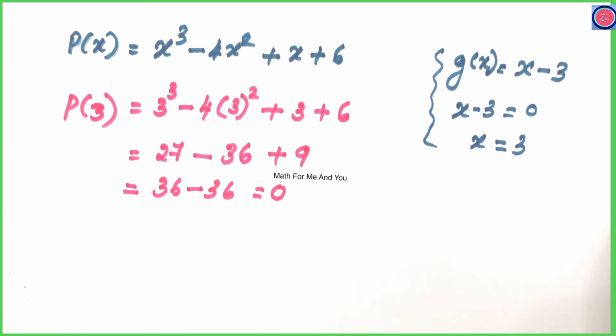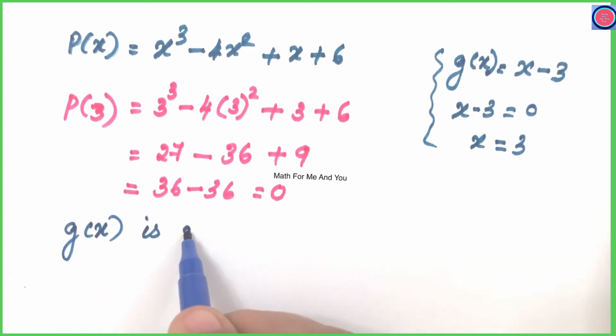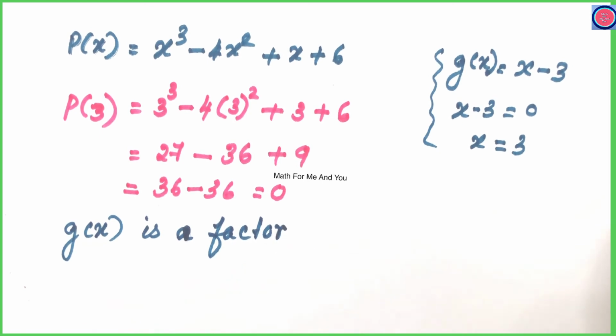That means we can say here g of x equals x minus 3, the polynomial, is a factor of p of x, because when we put the value p of 3, we get the remainder 0.